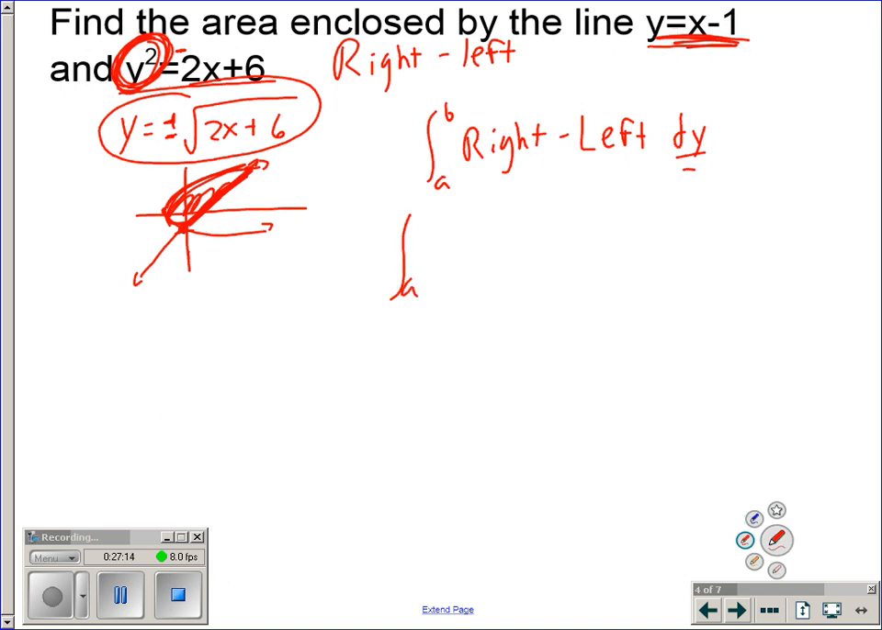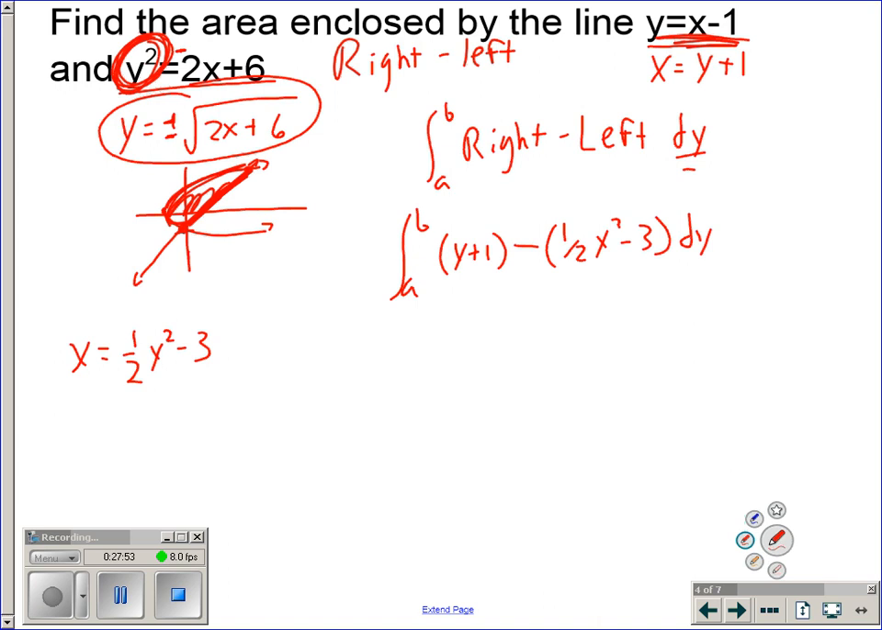All right, well, we already know what my right function and my left function is. My right function is that line, and remember that it has to be in terms of y, so we have to get it as x equals. So in this case, this function is x equals y plus 1, and the function over here to the left, the parabola, is x equals, you can do the math if you want, 1/2 y squared minus 3. Okay, so my right function is that line, so that's y plus 1, subtract, and my left function is 1/2 y squared minus 3, dy.